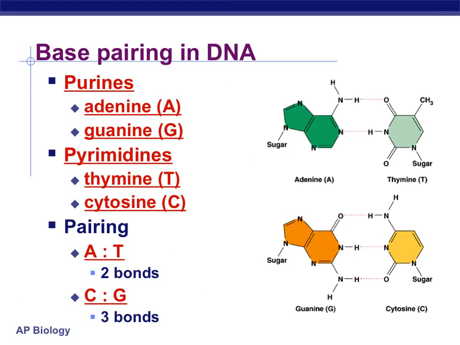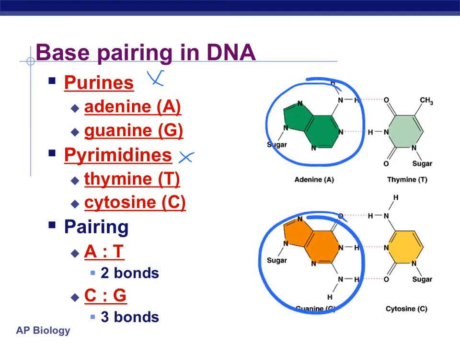Using Chargaff's rules, Watson and Crick also identified the importance of distinguishing between the purines and pyrimidines, and that the base pairing rules are always going to be a purine and a pyrimidine. And so we've got the purines always bonding with a specific pyrimidine: A always binding with T, and C always binding with G.